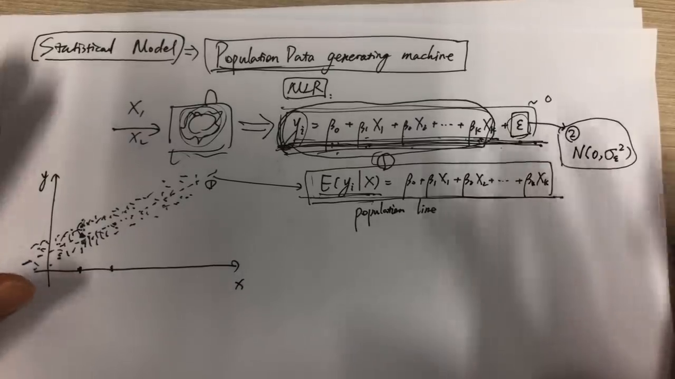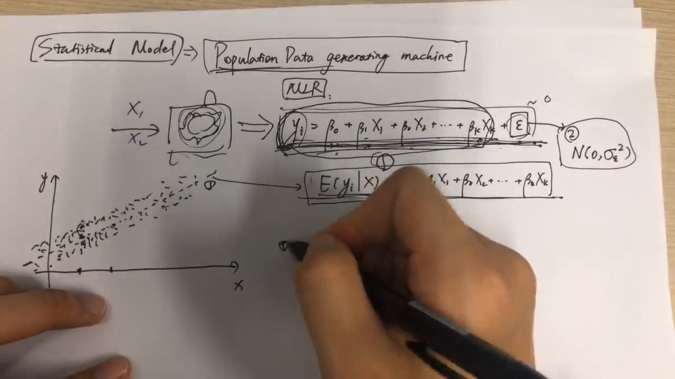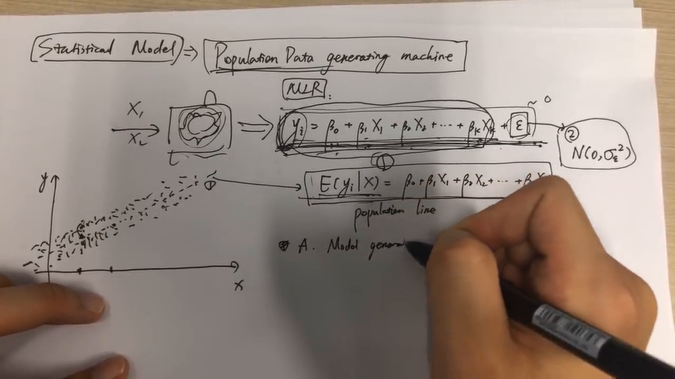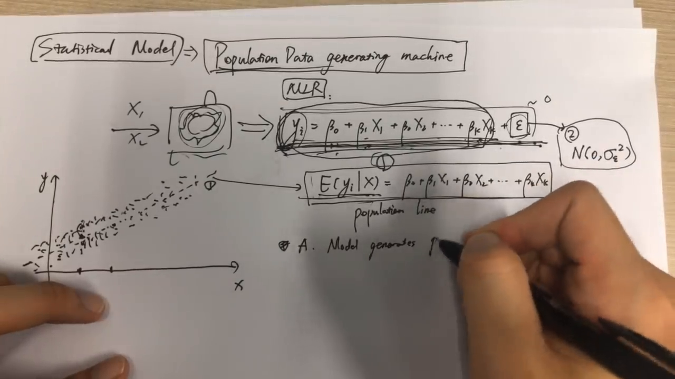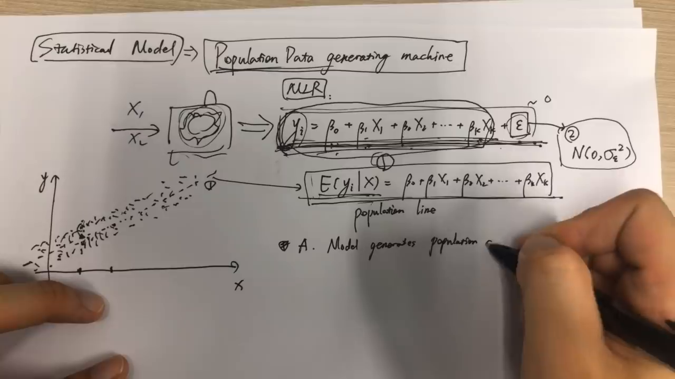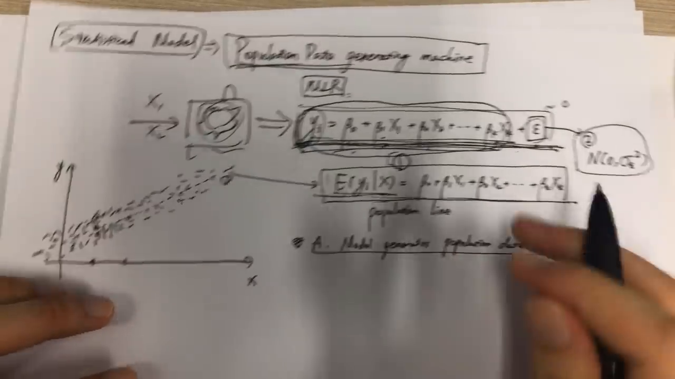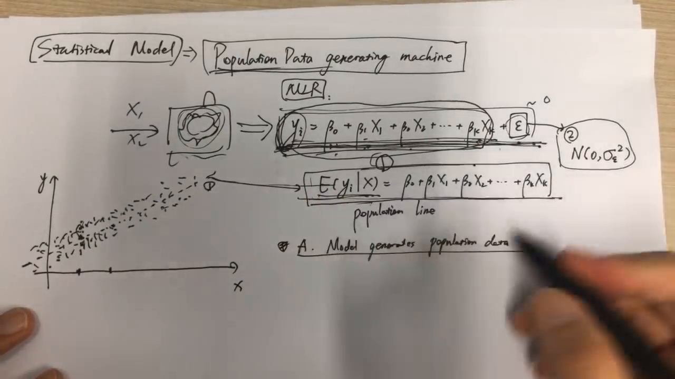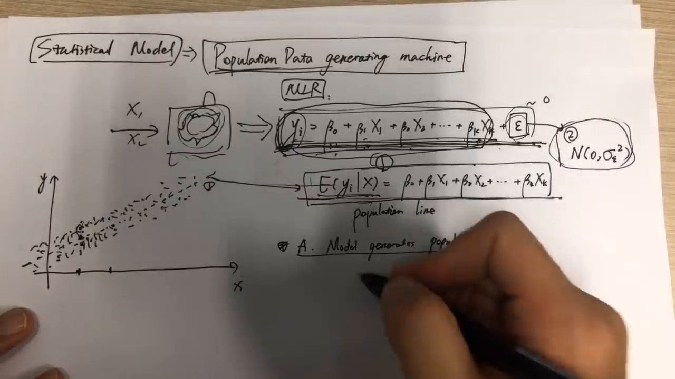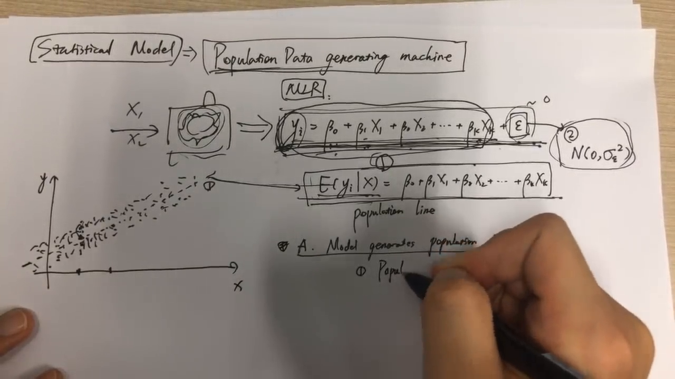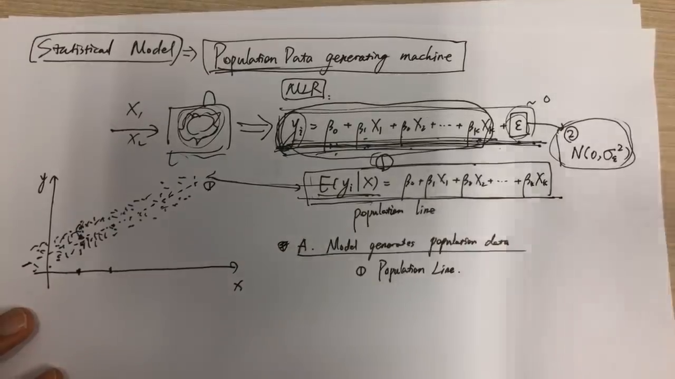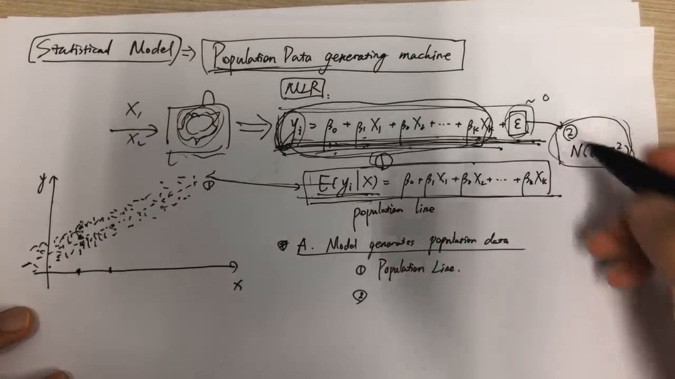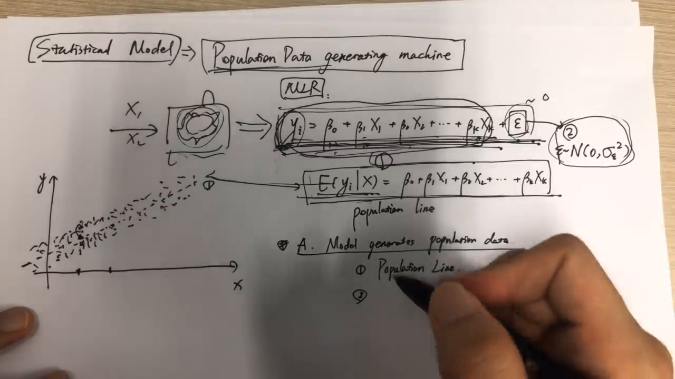So here, what you need to take away is that first of all, a model generates population data, or it stands for a population. Here we have a population line, and we also have a population error term. The first part is our population line, or population straight line, or population regression line, and the second part is our population error. We know this error follows a normal distribution.